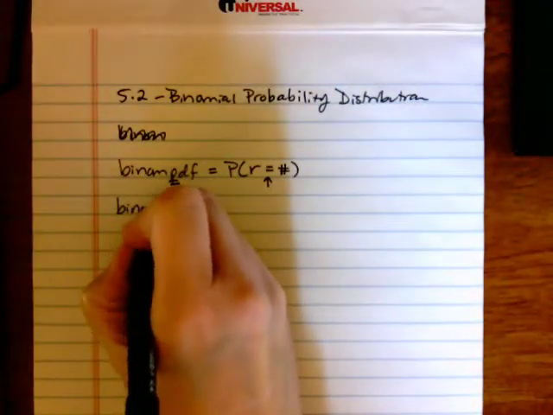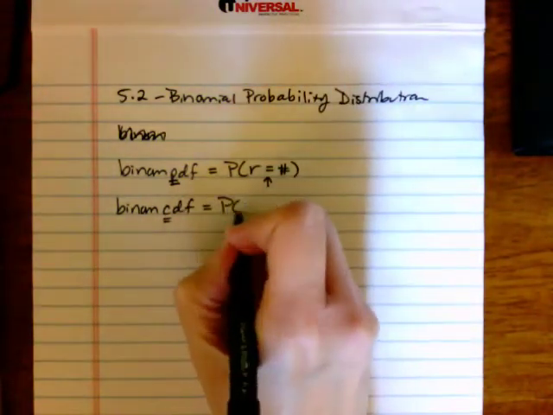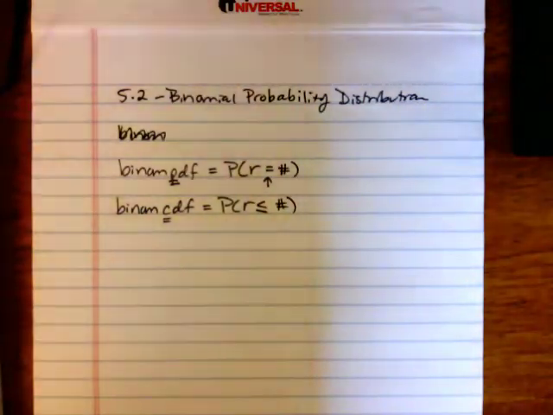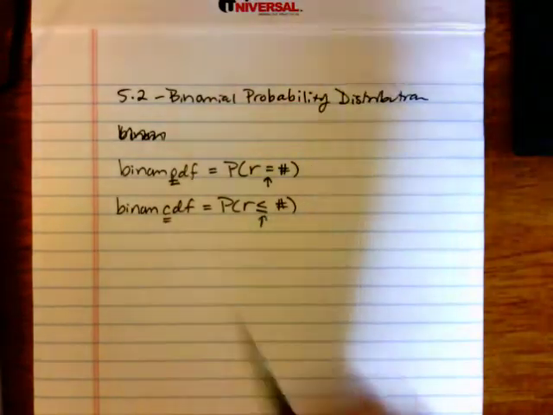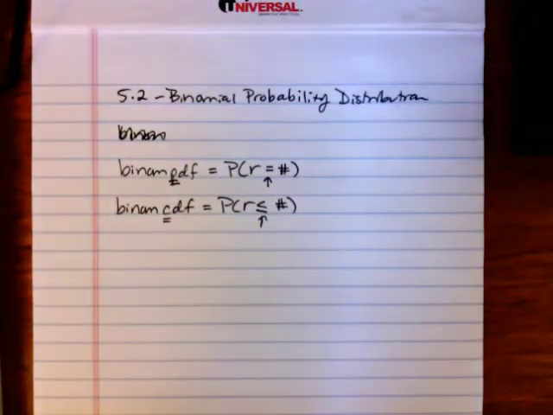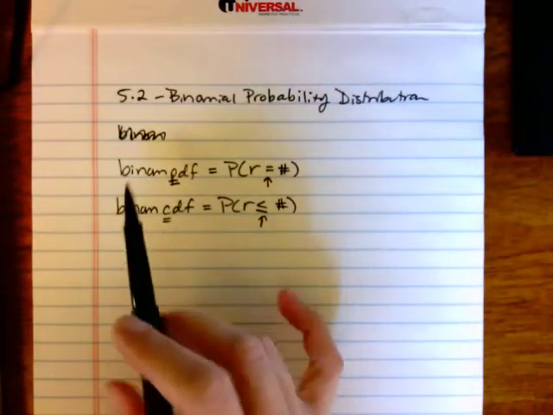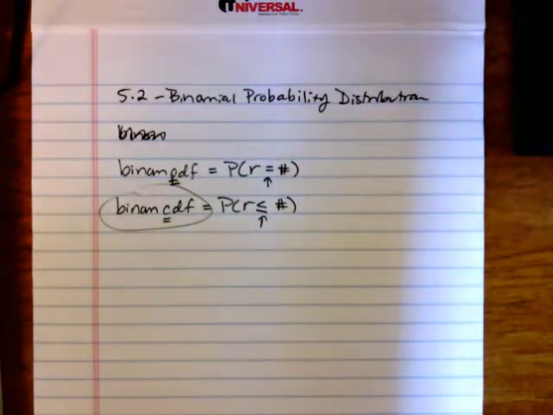Your calculator also has binom CDF, and that's what you would use if you have the probability that R is less than or equal to some value. So if it's less than or equal to, you use CDF. Now for any options that are greater than or equal to, or strictly less than, you actually have to do some conversions before you can use the binom CDF in the calculator.